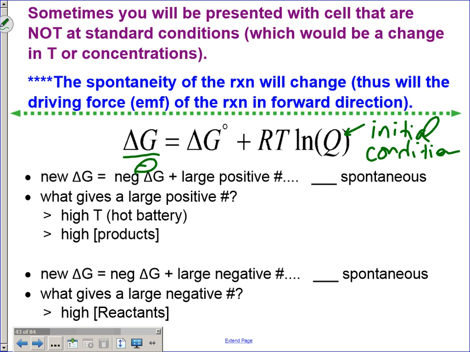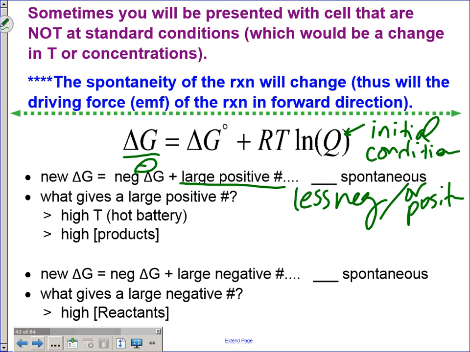Less negative. Okay, so it's negative and I'm adding a large positive number. It could be less negative, or this number could be so large it's positive. Those are really your 2 options there. But regardless, what does that do to the spontaneity? It decreases it, because it's not as negative as it once was, so it's less spontaneous or less thermodynamically favorable. I like to make sure you know those both correlate.